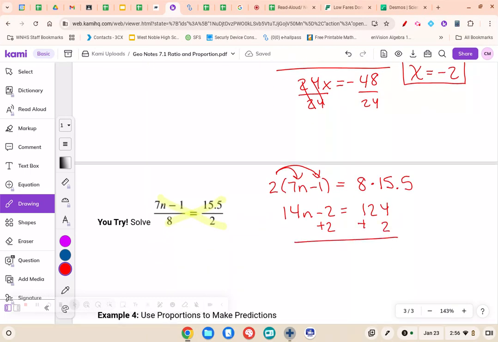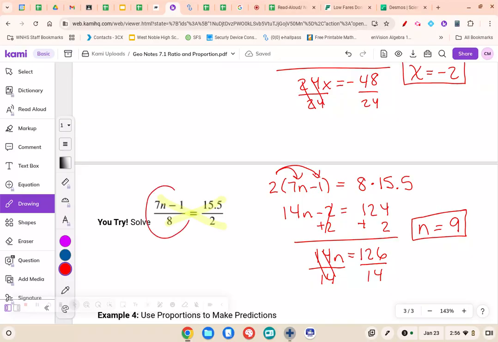We add 2 to both sides, and then we divide by 14. So n is going to equal 9. And that's all it asks for, okay? Now, if we were to plug that back in, these fractions would have the same ratio, okay? If we were to make them a decimal, they'd be the same decimal.